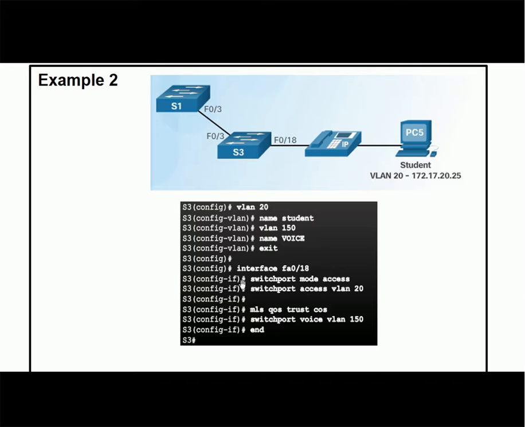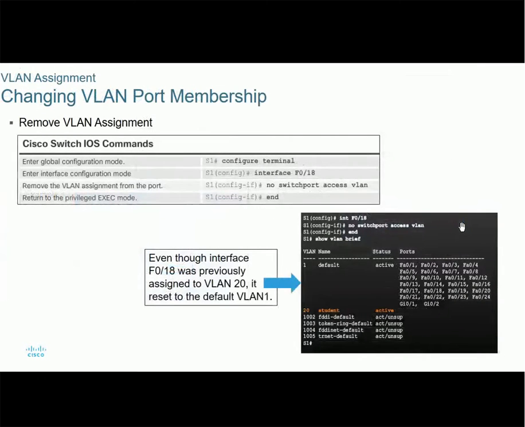Notice we enable MLS QoS here, we enable quality of service globally, and then we set the switchport to voice VLAN 150. So port 18 not only carries data traffic, but it can also carry voice traffic as well. Two things that port 18 can carry: it can carry data traffic as well as voice traffic.